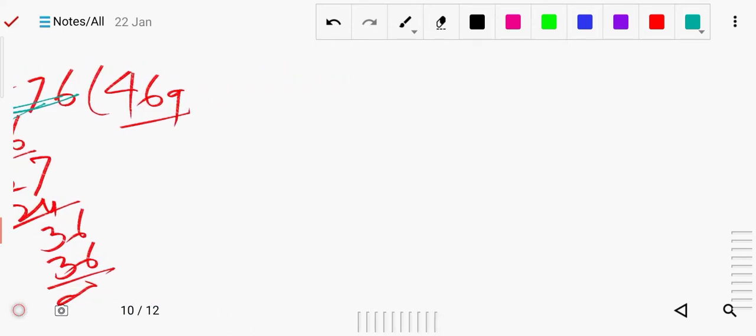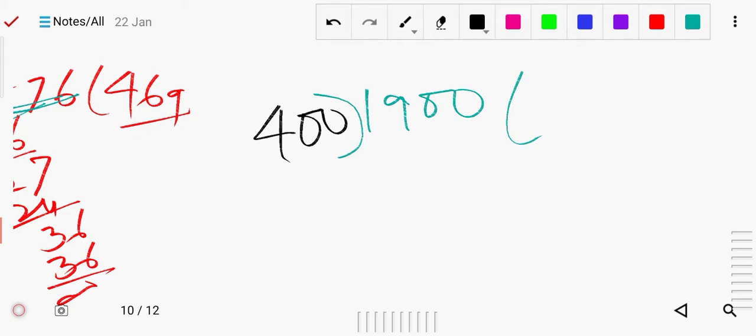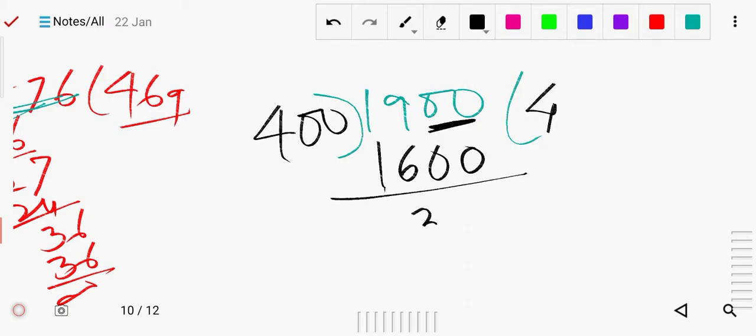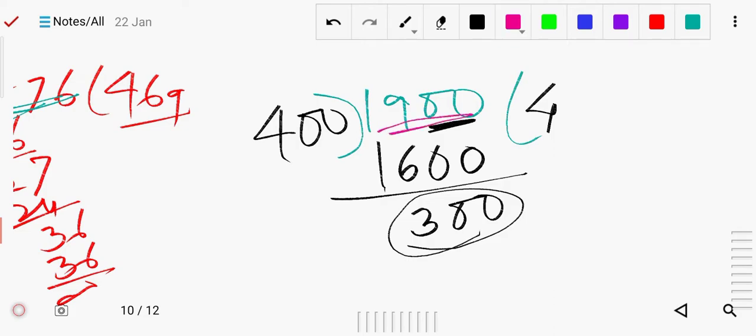Next, 1900 is given. How will you check? As I told you, you should not divide this number by 4. You will divide it by 400 because two zeros are there. 4 times 4 is 16, so 1600, and 300 will be the remainder. Now you can see it is not divisible by 400, so this is not a leap year.